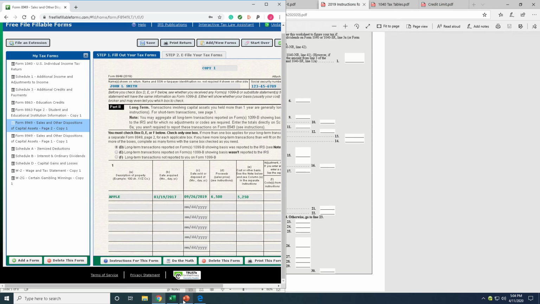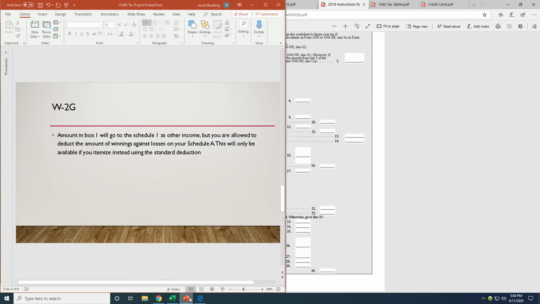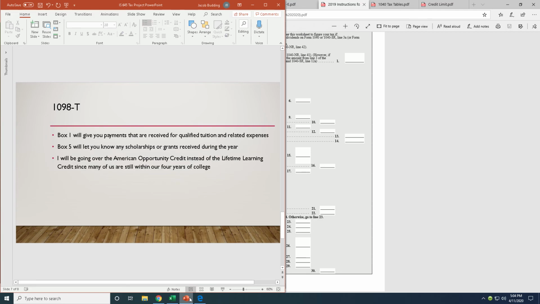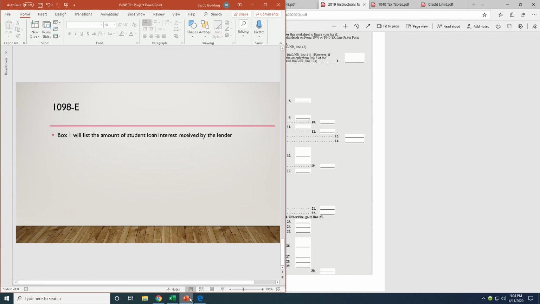All right. The W-2G, that is because he won $5,000. 1098T, this is what you get for any money you paid for qualified tuition and related expenses. The 1098E was the amount of interest paid on your principal of a loan.